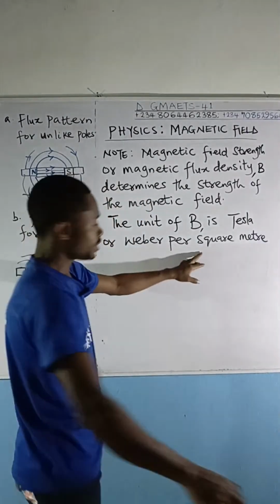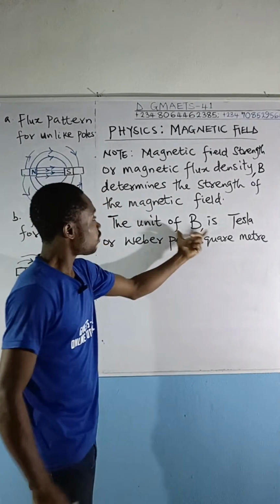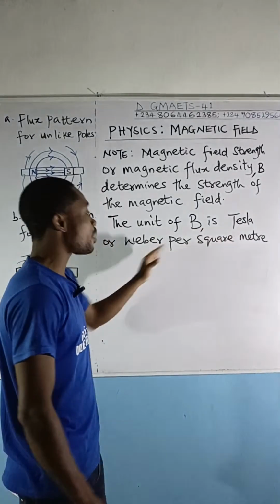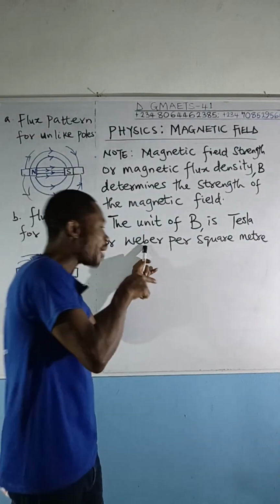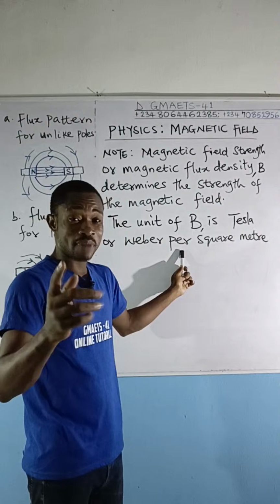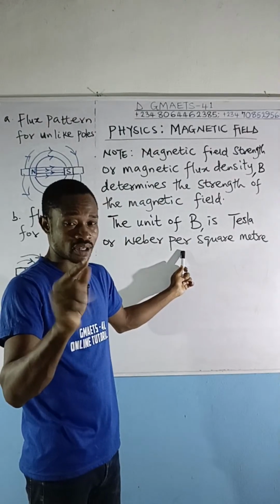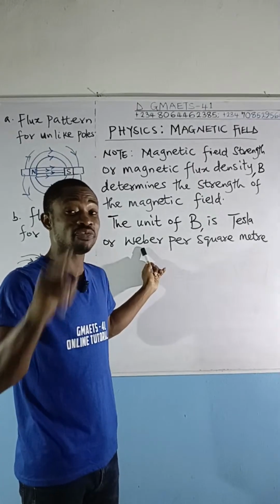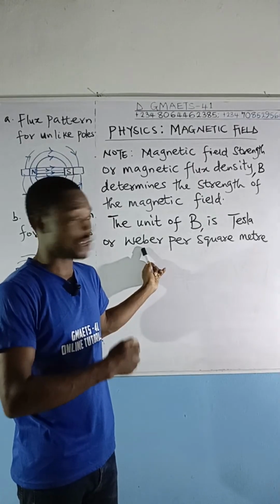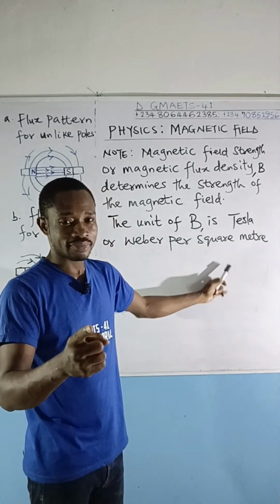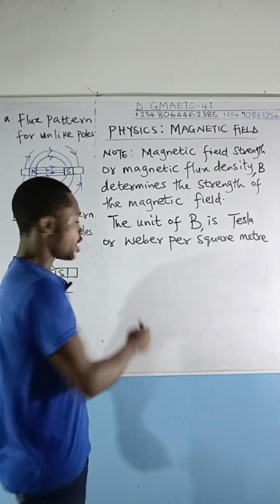From this unit, magnetic flux density has the unit Tesla, and that unit Tesla is Weber per square meter. Look at Weber per square meter. Per. Mathematically, we use division for it as a mathematical sign. Weber is the unit of magnetic flux. I talked about that earlier. Square meter is the unit of area.